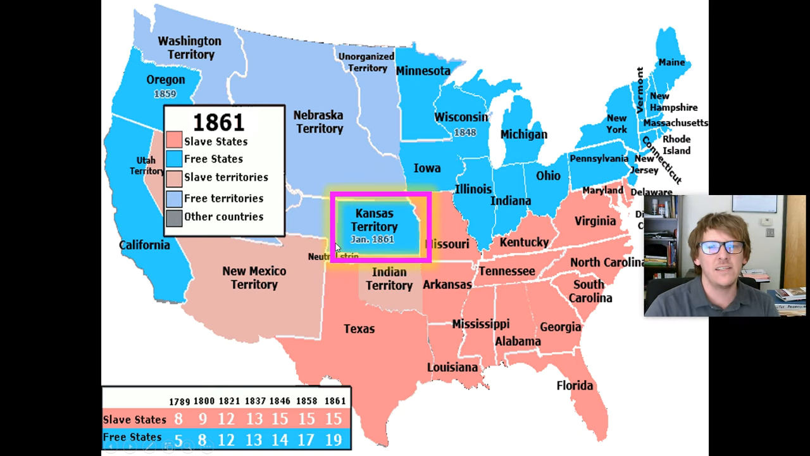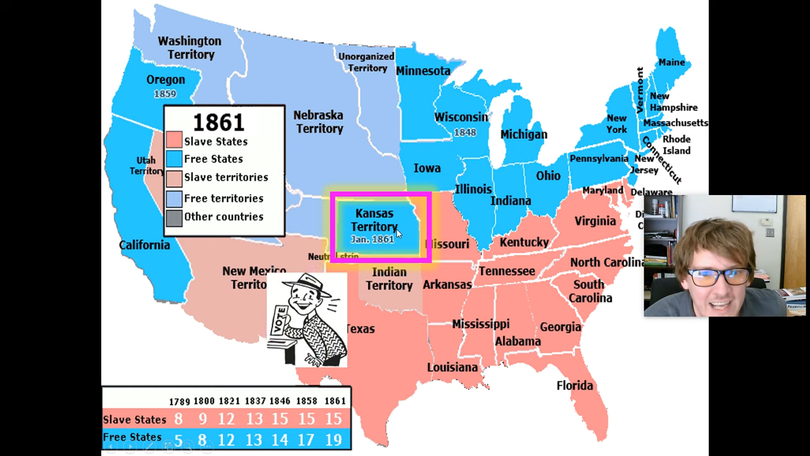What are we going to do about Kansas? Kansas is the next state in line. All right, I guess we let the people vote. Well, so here's the problem with Kansas. Kansas is right on the border with a bunch of slave states and free states. And so people rush into Kansas.